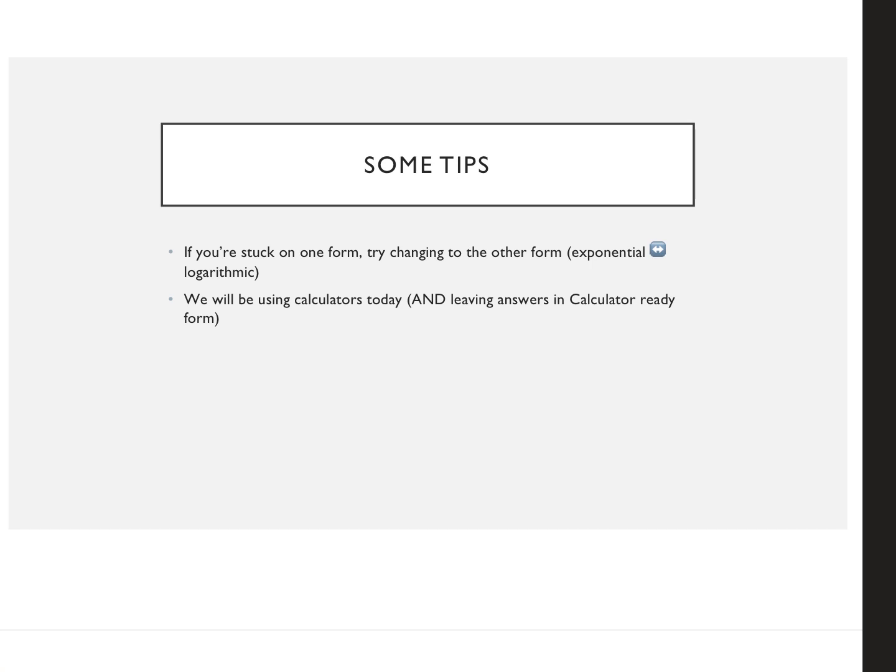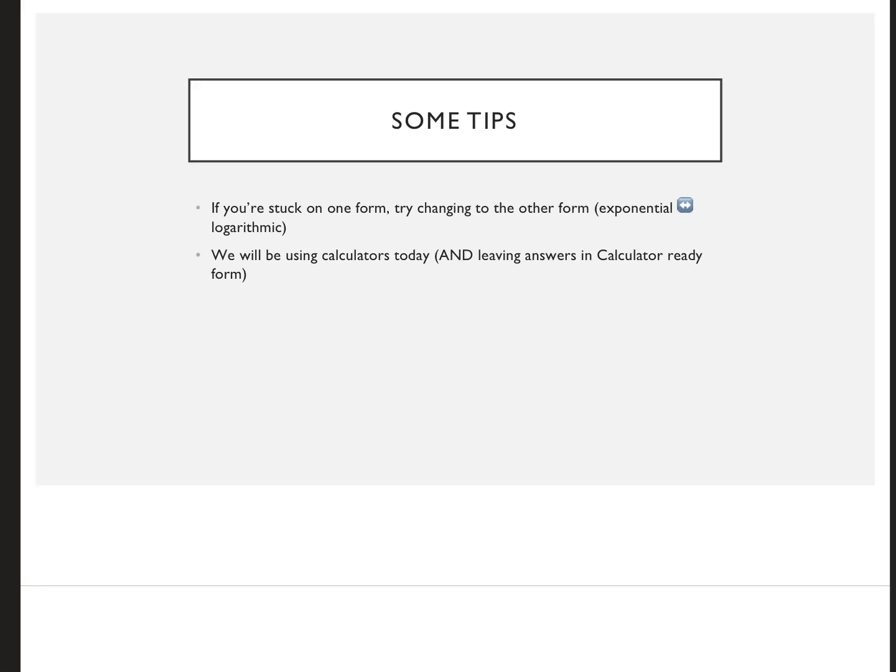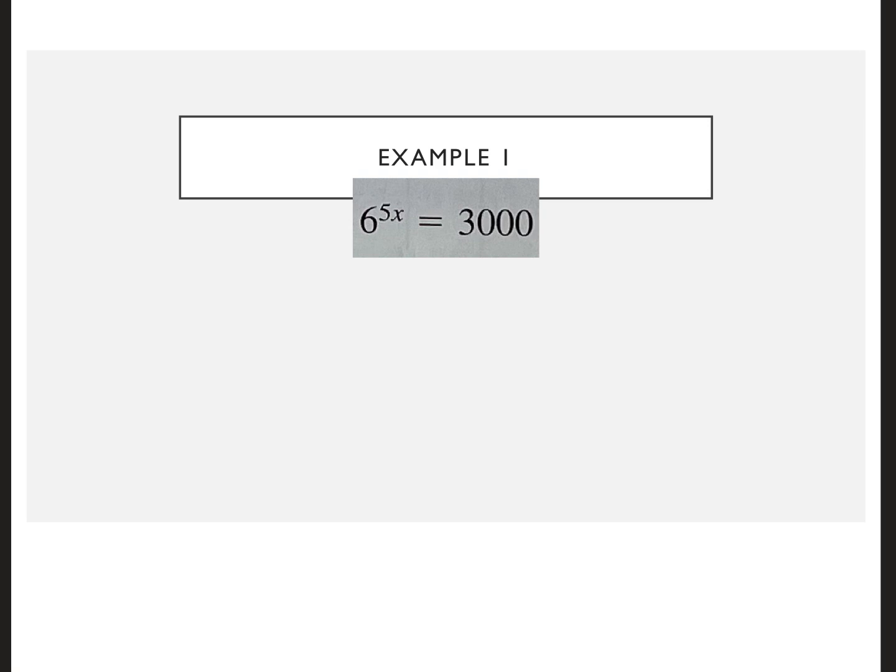Here are some tips, and you've seen some of these before. Okay, so I can't change 3,000 to be in base 6. It's impossible. So I am going to write this in the other form: this is the base, and this is the exponent, and this is the answer. So it's going to be log base 6 of the answer, that's 3,000, equals the exponent. And then, again, if I'm solving for x, I can just divide both sides by 5.